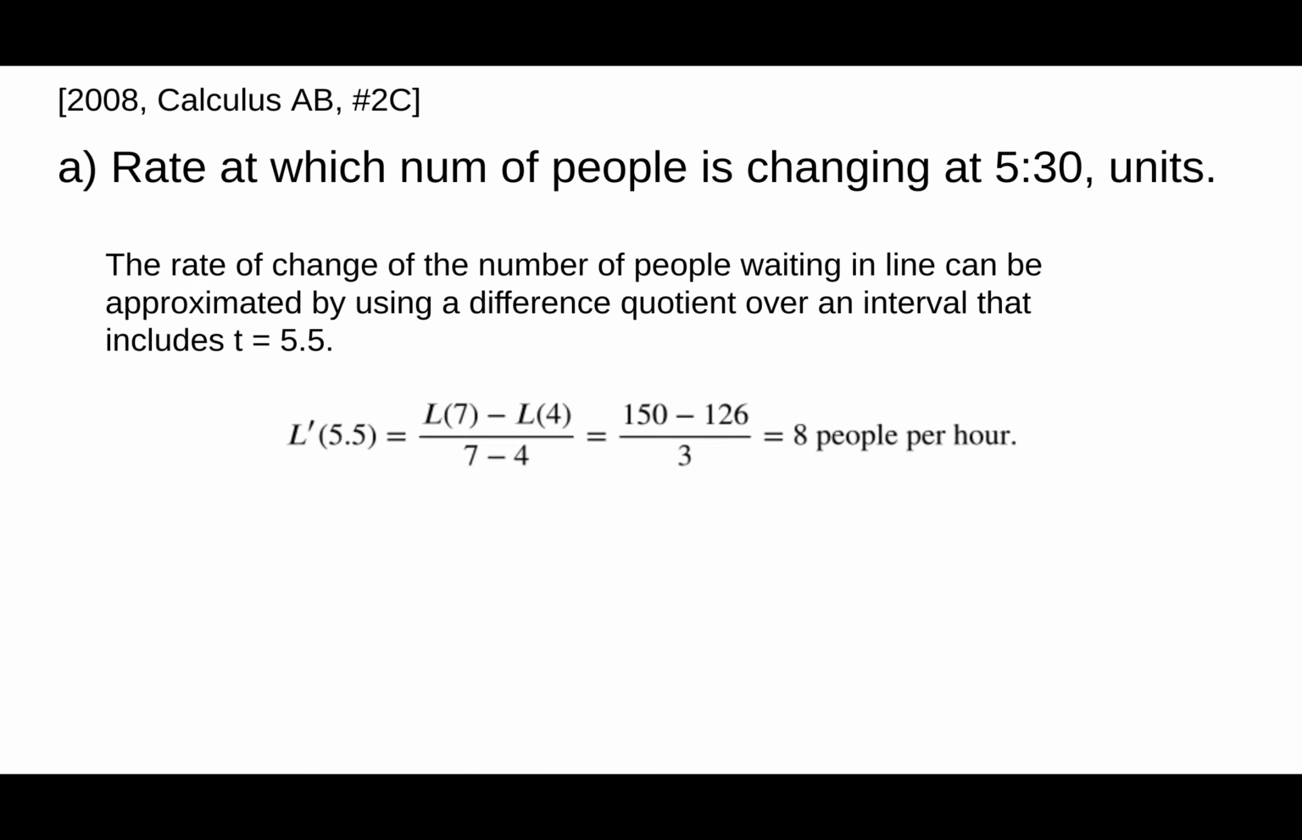All right, I always like to use the smallest interval that contains it, so I'm going to approximate L prime of 5.5 to be L of 7 minus L of 4 over 7 minus 4, which using values from the table is 150 minus 126 all over 3, which turns out to be 8 people per hour.